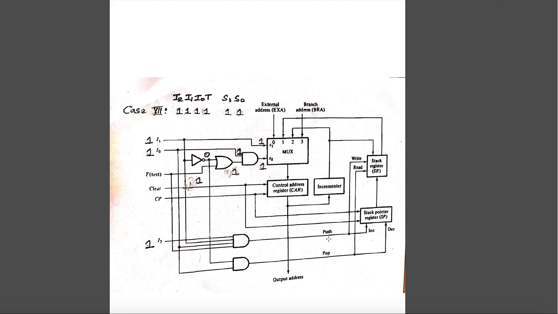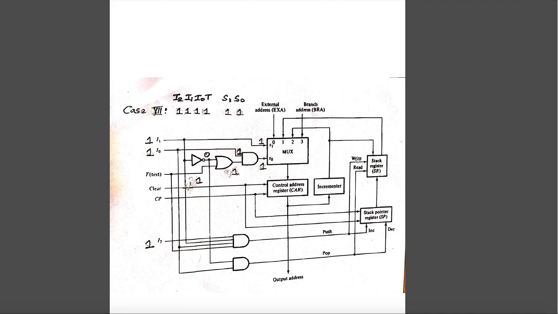Okay, so when the push operation is enabled, what will be happening? The first thing is that the stack pointer register will increment. That incremented value is now given to the stack register. So the stack pointer is incremented, and the stack register is now pointing to the next incremented value, and whatever the content was, that is being written to the stack register.